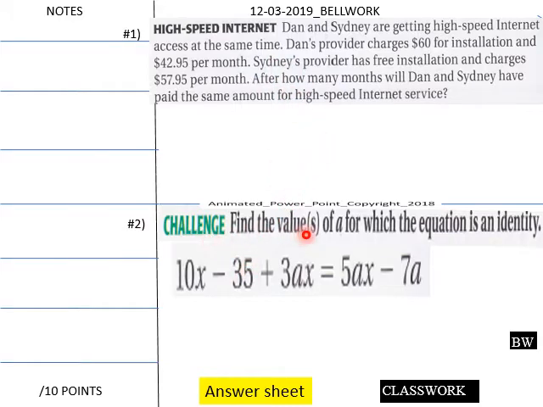And then down here, challenge: find the values of a for which the equation is an identity. Teachers, give your students about 5 minutes to do this. See you in 5.